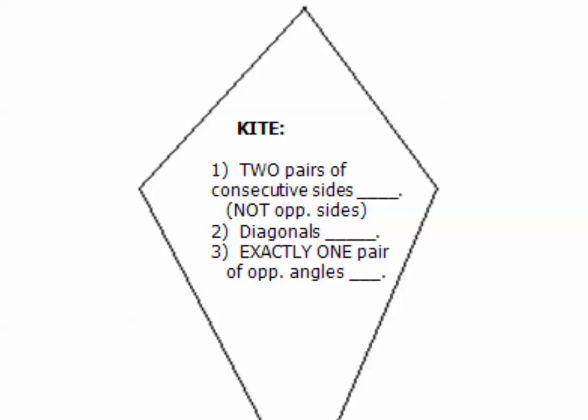Okay? Let's take a look at the kite cousins. A kite is defined by two pairs of consecutive sides, such as this side and this side, congruent, or this side and this side, congruent. The diagonals are perpendicular. Remember, flying a kite, you get that T-shaped wooden structure. Exactly one pair of opposite angles are congruent as well. Those are the angles between the non-congruent sides across from each other.